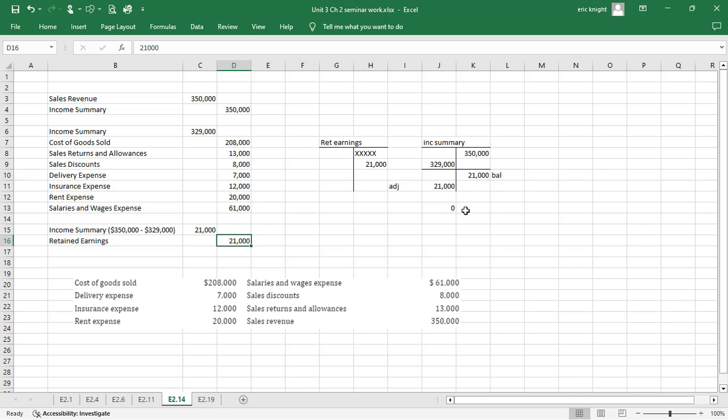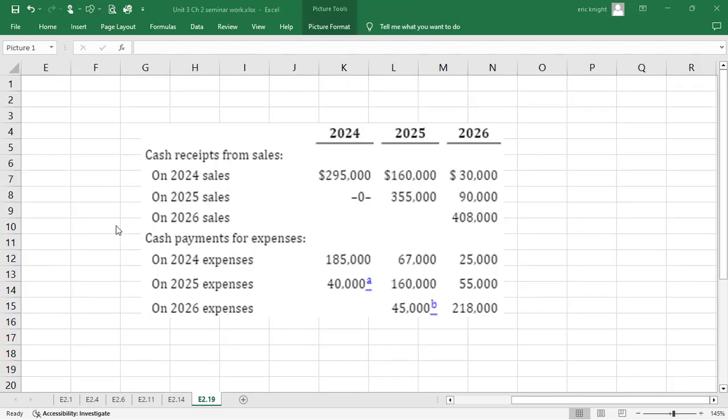All right, that's exercise 2-14. Let's look at the next exercise, 2. All right, so here's what we have.